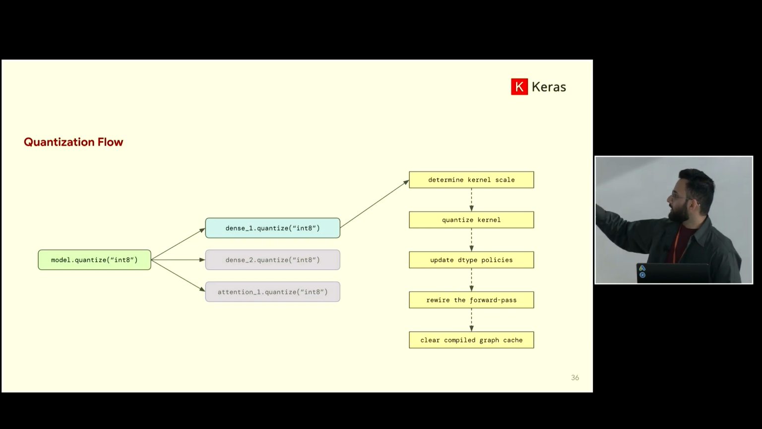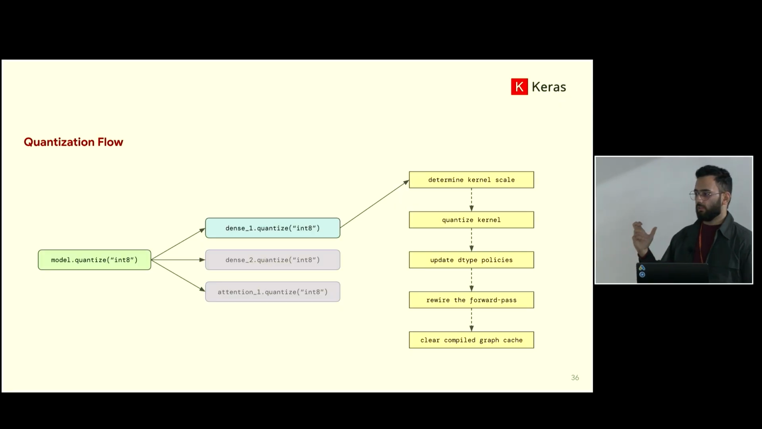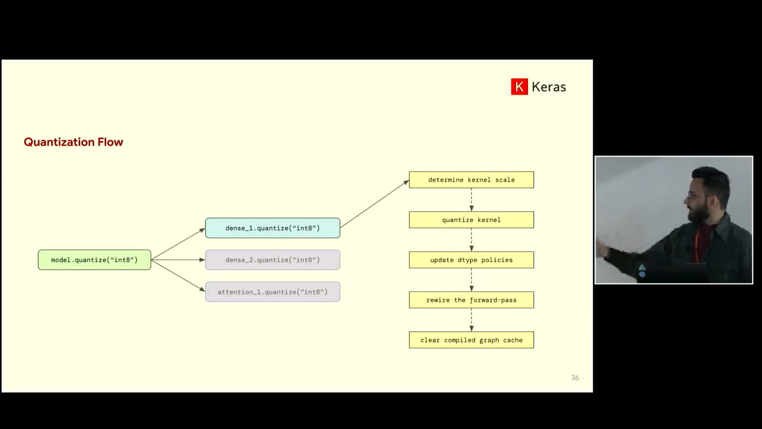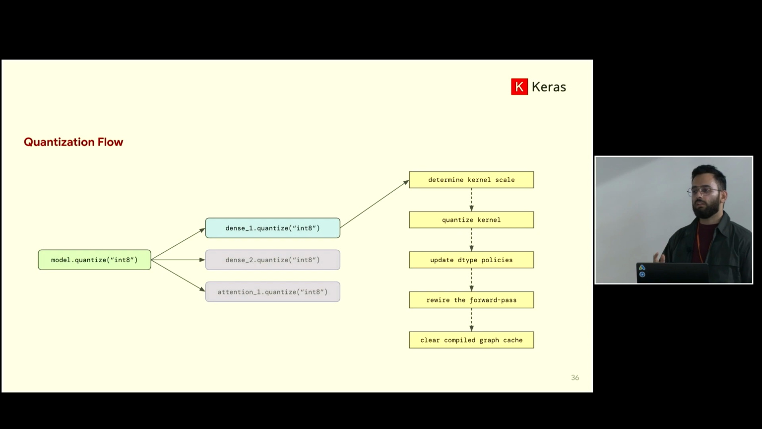And for the weights of that layer, it will determine the kernel scale and then quantize the weights of that kernel. It will update the dtype policies. The dtype policies refer to the data type information that we store in that particular layer. This policy information is actually used during serialization and deserialization so that you can restore these models correctly to their correct bit widths. And then you rewire the forward pass so that it now knows how to use these quantized kernels. And then you clear all the pre-compiled graph cache so that it can automatically recompile the next time that you run a forward pass.